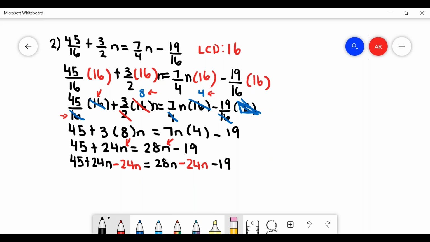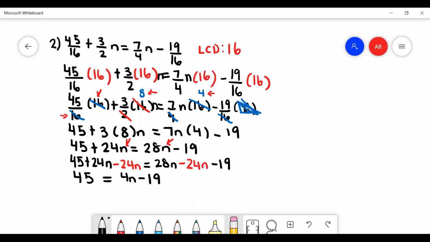So now, writing it out for the simplifying, we add 24n minus 24n, they'll just cancel out. And we have here 28n minus 24n, that is just 4n. And we had minus 19, which was over here on the right side as well. So great, now that we have this, we still need to simplify further, and by that I mean we still combine some like terms.